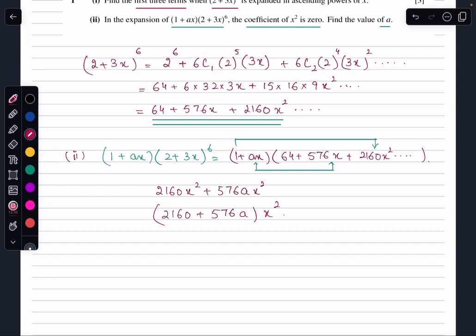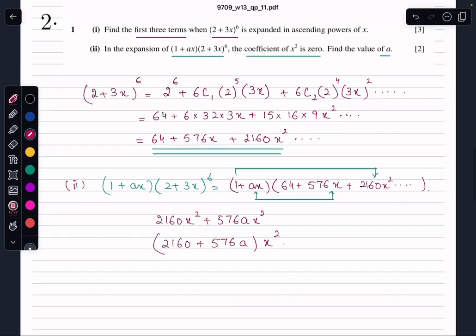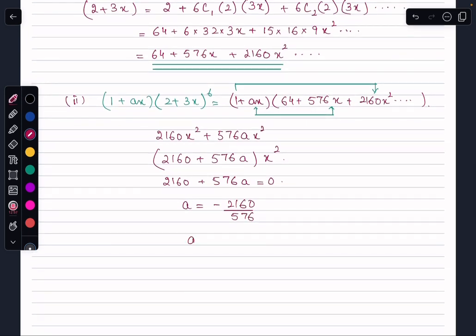Now, as there is no term in coefficient of x square, the coefficient of x square is a 0. That means it's 2160 plus 576a. This should be equal to a 0 here. Or solving it, I can say it's a negative 2160 divided by 576, or I can say a is equal to 2160 divided by 576, giving me the answer as a negative 15 by 4, and this should be the value of a here.